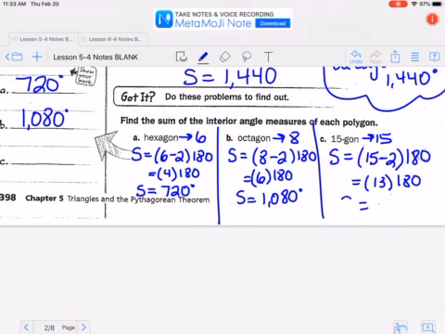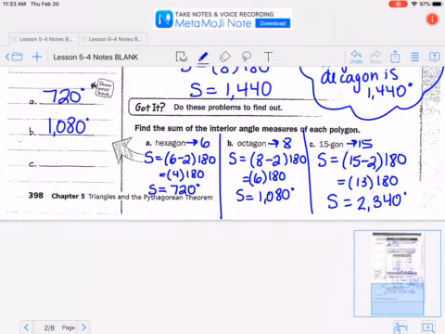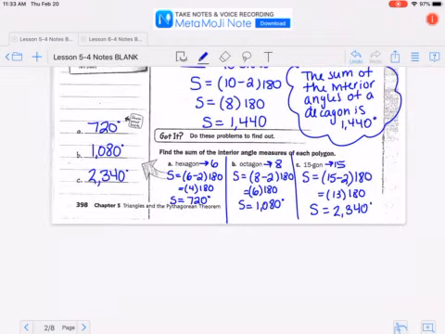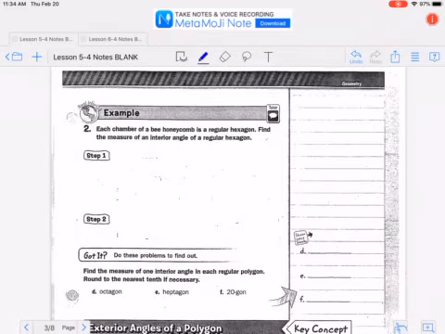And that would equal 2,340 degrees. So for letter C, 2,340 degrees. Okay, you should be using a calculator for these. So when we get to the practice problems, I'm going to have you actually do these on your own. Okay, go ahead and turn the page.